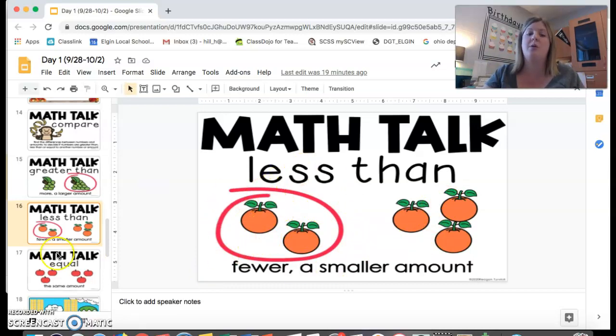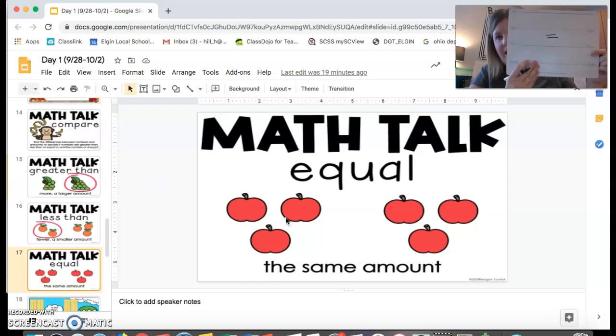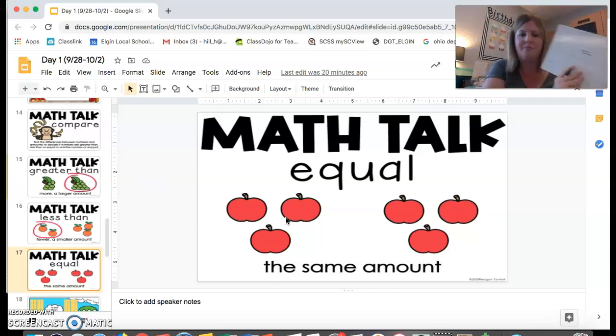That's why that's circled. And then again with the equal, 3 is equal to 3. There are the same amount of apples on this side compared to this side, so they are equal. It would be the equal sign, right? That looks like this, that goes at the end, okay? The end of an addition problem or in a subtraction problem, this is equal, okay? Same thing. 3 is equal to 3.